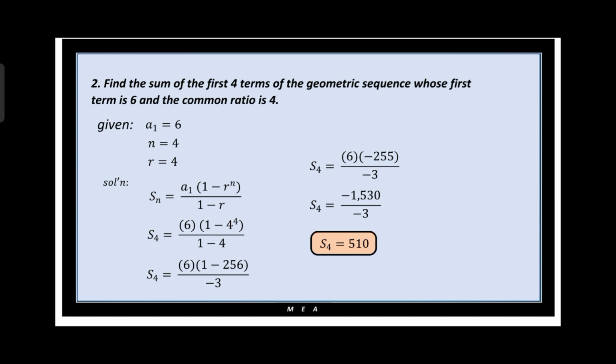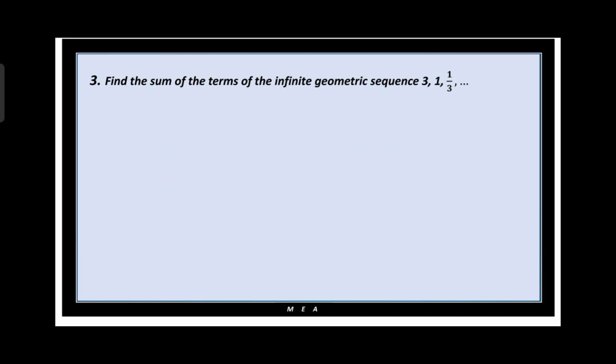Okay, so let us go now to an example ng infinite geometric sequence. Number 3, find the sum of the terms of the infinite geometric sequence 3, 1, and 1/3. So, let us write down the given. Sum ng infinite geometric sequence ang pinapahanap sa atin dito. So, ang given natin, first term ay 3. So, a sub 1 is equal to 3.